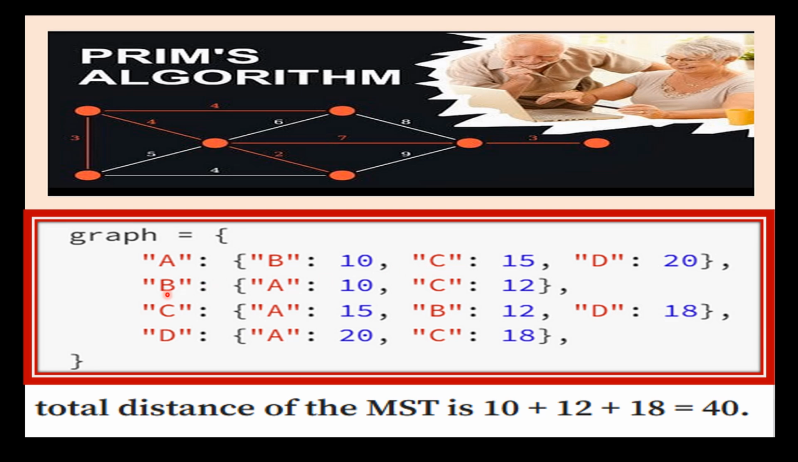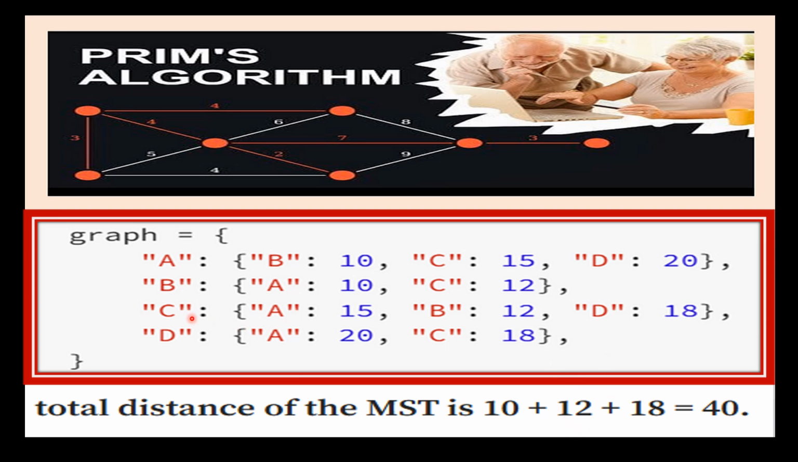Now from this store B, we can visit store A and store C. Since we have already visited store A, we only consider store C, which is 12. So add this closest store that is not yet a part of the minimum spanning tree to the growing tree. Now store C is the closest store. We'll add it to the minimum spanning tree. Now we have 10 plus 12.